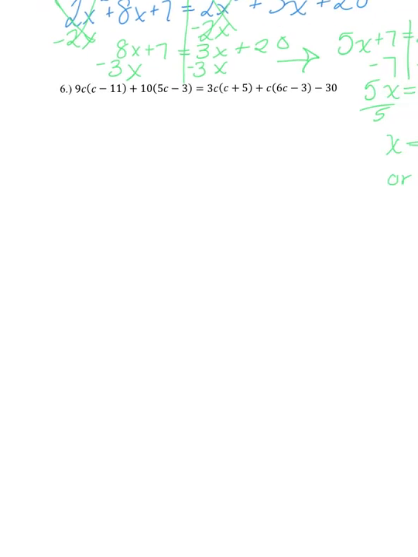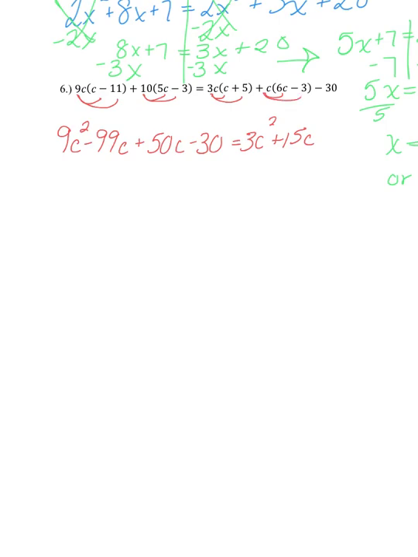All right, final problem for this video, number 6. Try this one on your own and see if you get the same answer as me. So you'd start by distributing the 9c, so you get 9c squared minus 99c. Distribute the 10 to get 50c minus 30 is equal to, and then we'll distribute that 3c there to get 3c squared plus 15c. Ugh, these problems take up too much space, huh? Distribute that c to get, let's see, plus 6c squared, and then minus 3c. See, I can just barely fit this in, minus 30.